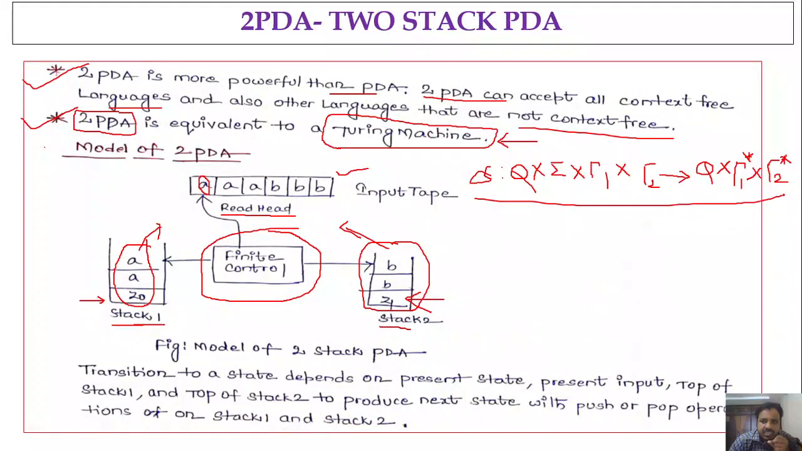So this is the transition function, which looks like this in the 2 PDA. The next thing, as I mentioned, is that the transition to a state depends on the present state, present input, top of stack 1 and top of stack 2 to produce the next state with push or pop operations on stack 1 and stack 2, right? So this tau 1 star represents the operations on stack 1, and tau 2 star represents the operations on stack 2, right?